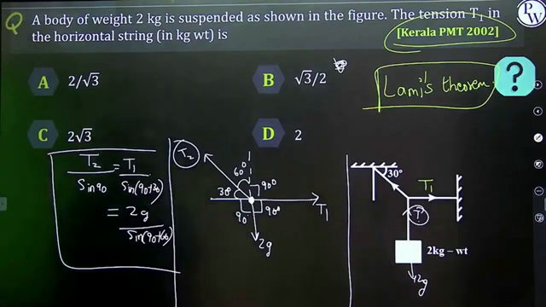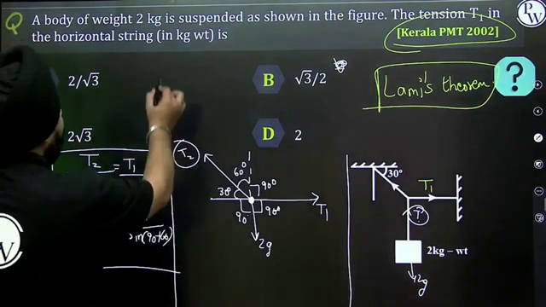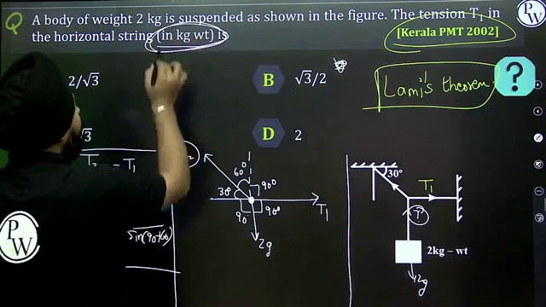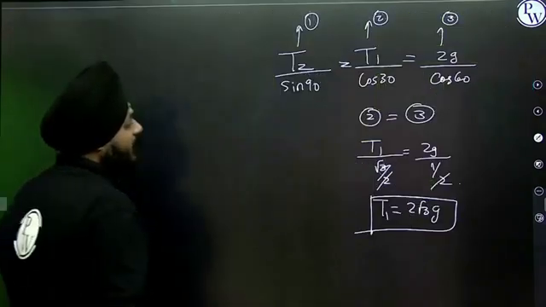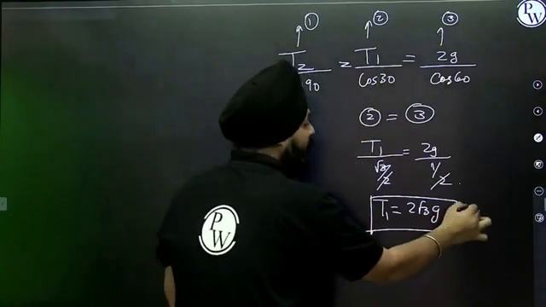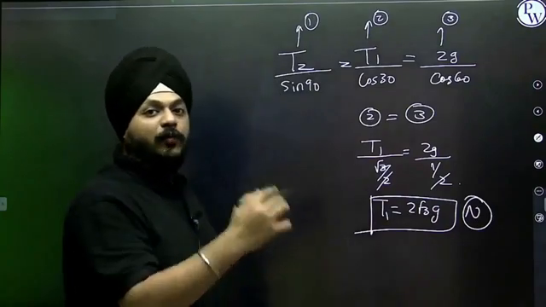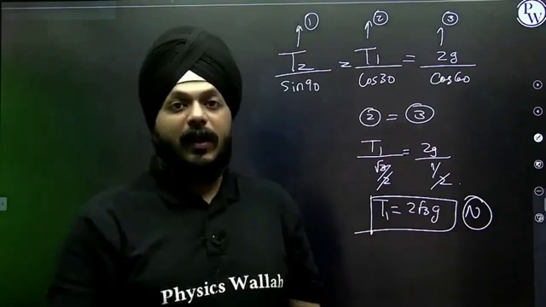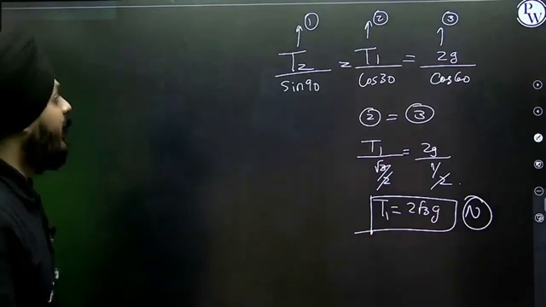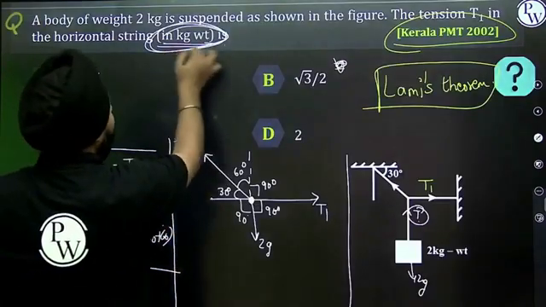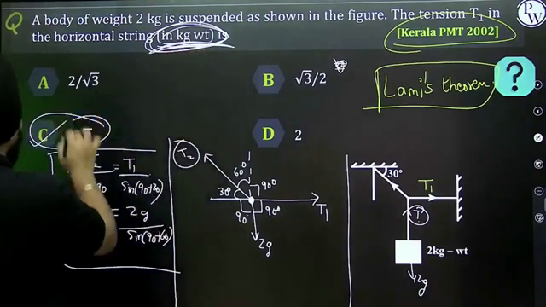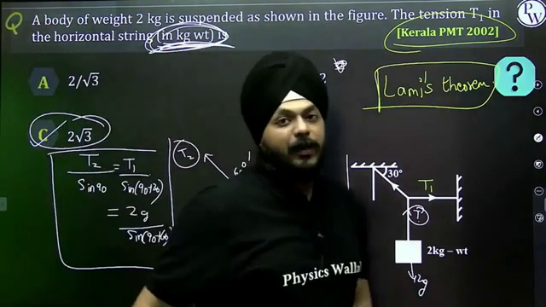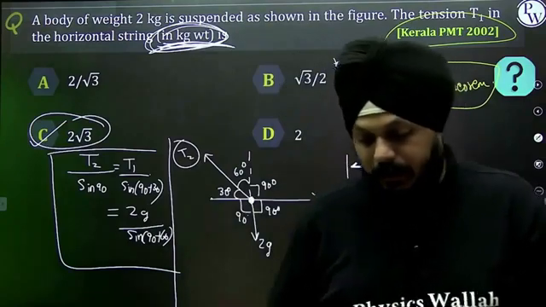2 root 3. Okay. It's kg weight. Right? It is asked in kg weight. So it means C will be the perfect answer. We are getting the answer in Newton. Right? To convert into the kg weight, you can just remove G. So it will be converted into the kg weight because we have been asked for kg weight, right? So 2 root 3, C will be the perfect answer. Kerala PMT 2002 question, right?